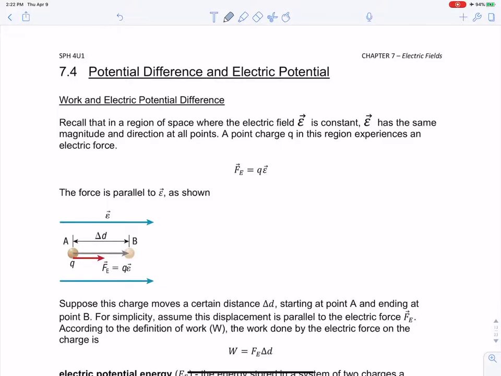7.4 Potential difference in electric potential. Recall that in a region of space where the electric field is constant, the electric field has the same magnitude and direction at all points. A point charge Q in this region experiences an electric force as described by this equation. Electric force is equal to charge times the magnitude of the electric field.